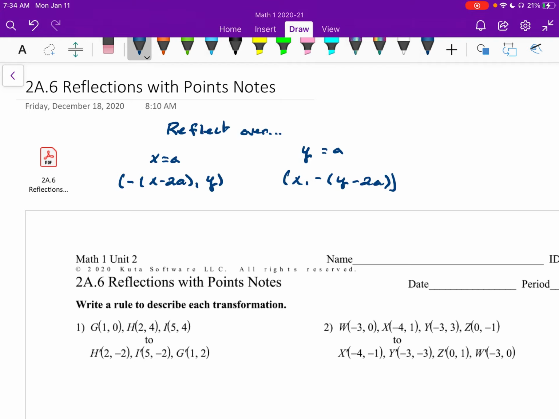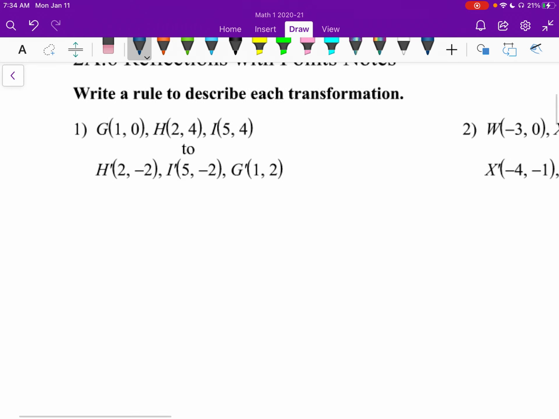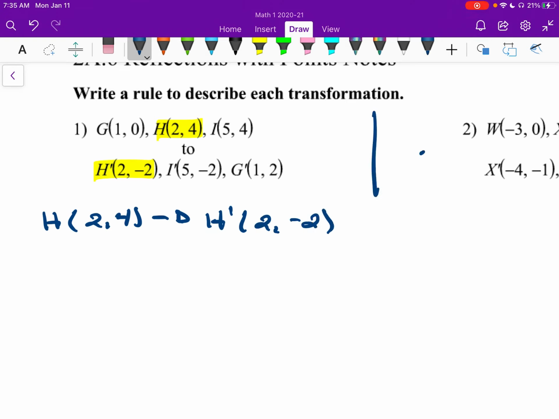All right, number one. Just like before, we only care about one point. I'm going to use the point H and H prime. So we start off with H, which is at (2, 4), and then we go to H prime, which is at (2, -2). If we thought about this on a graph, (2, 4) would be right there, and then (2, -2) would be down here. So we flipped over a horizontal line. That's a y equals something. We'll say y equals a.